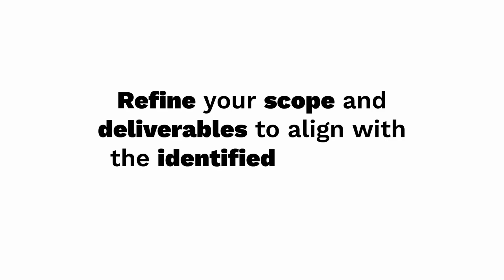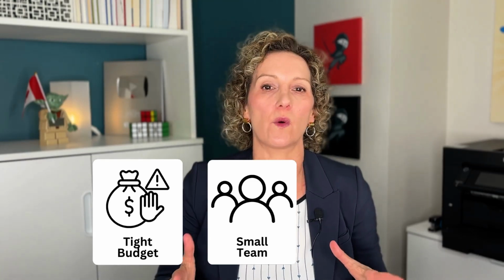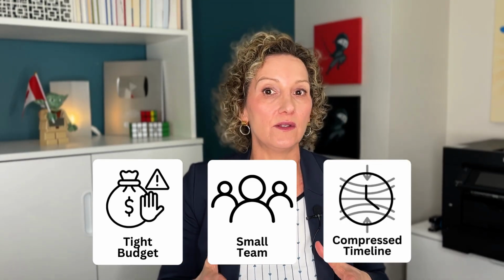You already know you have limitations, so you have to refine your scope and deliverables to align with the identified priorities. When you're working with limited resources like a tight budget or a small team or a compressed timeline, you really have less room for error. You don't have time to backtrack because something that was misunderstood from the start is just not going to happen.